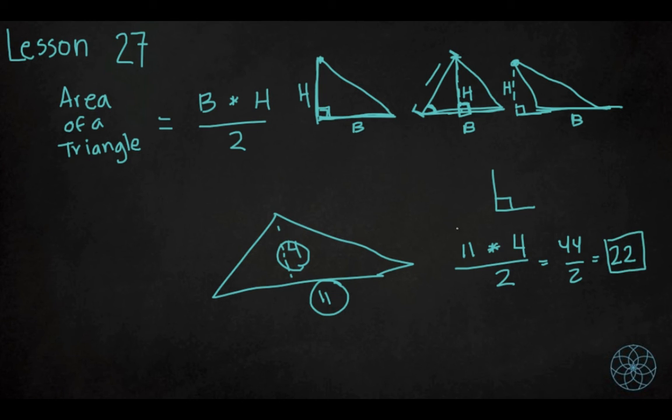And I didn't give you a unit. Let's say it's inches. 22 inches squared. So that would be the area of the triangle. If you have any questions, let me know. The most important thing to remember is this formula right here. And also to remember that the height has to be perpendicular to the base.